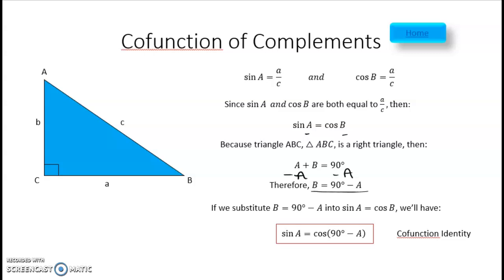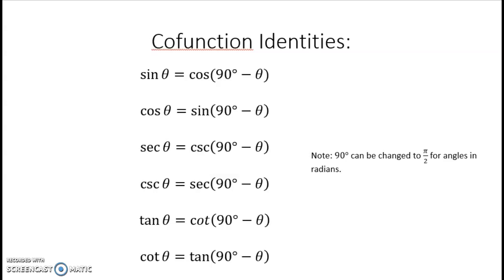So what we're going to do is take B is equal to 90 minus A, and plug that back in to this equation right here. So now what we'll have is sine of A is equal to cosine of 90 minus A. This right here is a cofunction identity. Sine goes with cosine, and you can switch them around. Secant goes with cosecant, you can switch them around. And tangent goes with cotangent, and you can switch them around.